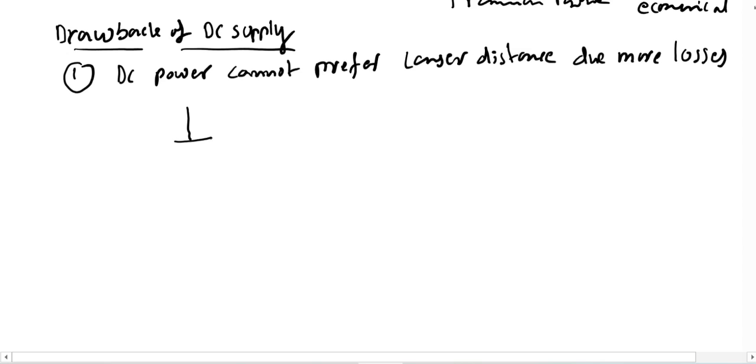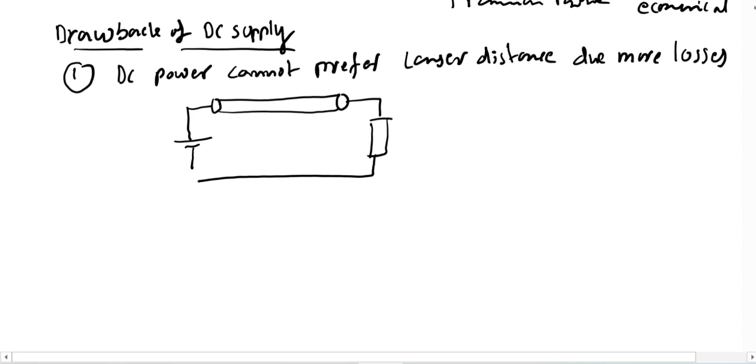Suppose I have a DC supply and this is my transmission line, and this is my load point. So here is the DC supply and this is my transmission line. Obviously this transmission line has some resistance R. This is my load here, you can take this as VL.